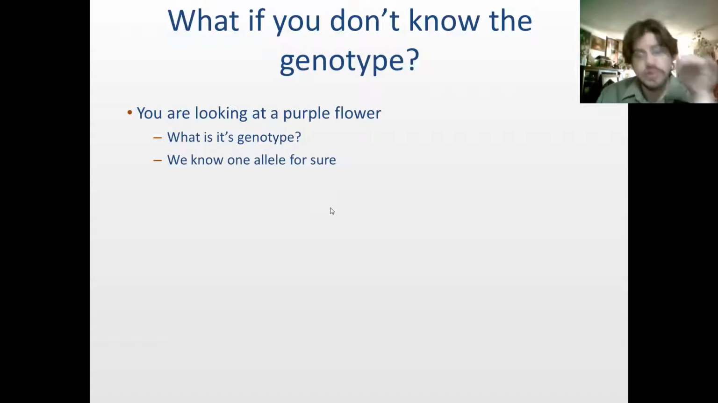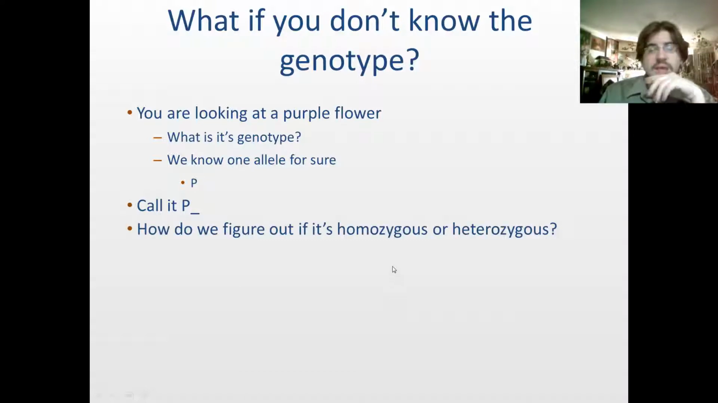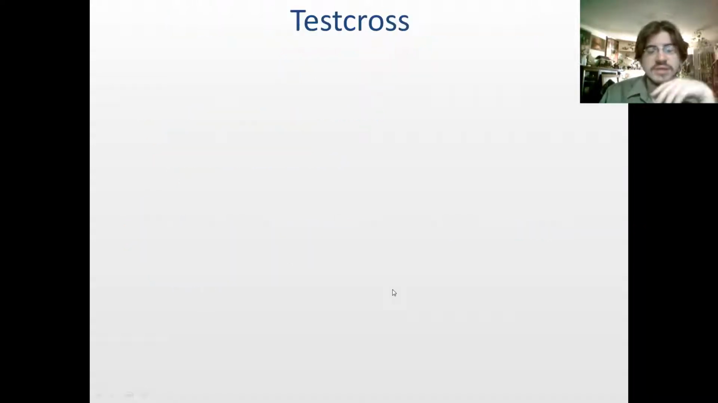Well, we only know one allele for sure, the dominant allele. So we will call it P underscore. So P blank. We know the dominant allele, and then the second allele is unknown. How do we figure out if it's homozygous or heterozygous? We cross it with a white flower, a homozygous recessive. So P blank times, our dominant times our recessive. So we're doing a test cross.